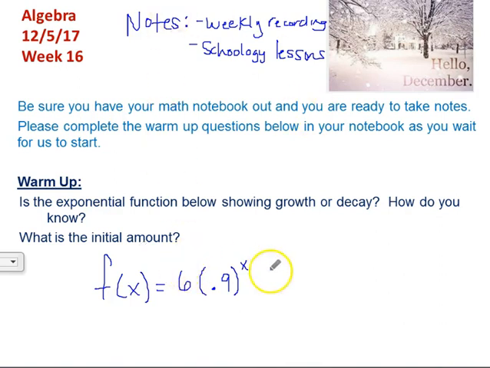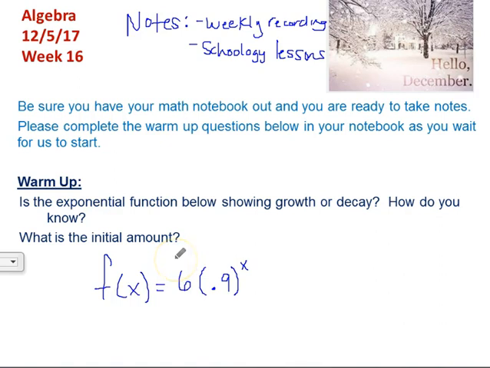So first, looking at this function, f of x equals 6 times 0.9 to the x, I want you to tell me if this is an exponential function. So I'm going to let you know it is an exponential function, but does it show exponential growth or exponential decay? And how do you know? And then what is the initial amount? What is the starting point?